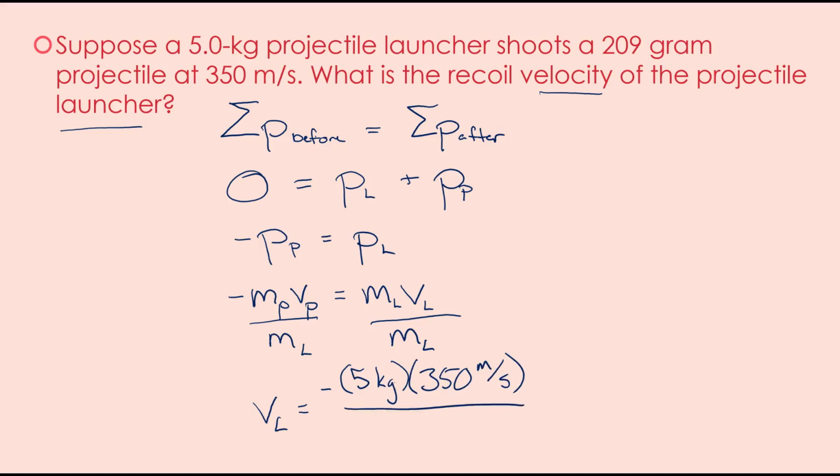And then we divide all that by the mass of, oh, sorry, I did this wrong. The projectile's mass is 0.209 kilograms. Ooh. See, you guys aren't here to help me out.